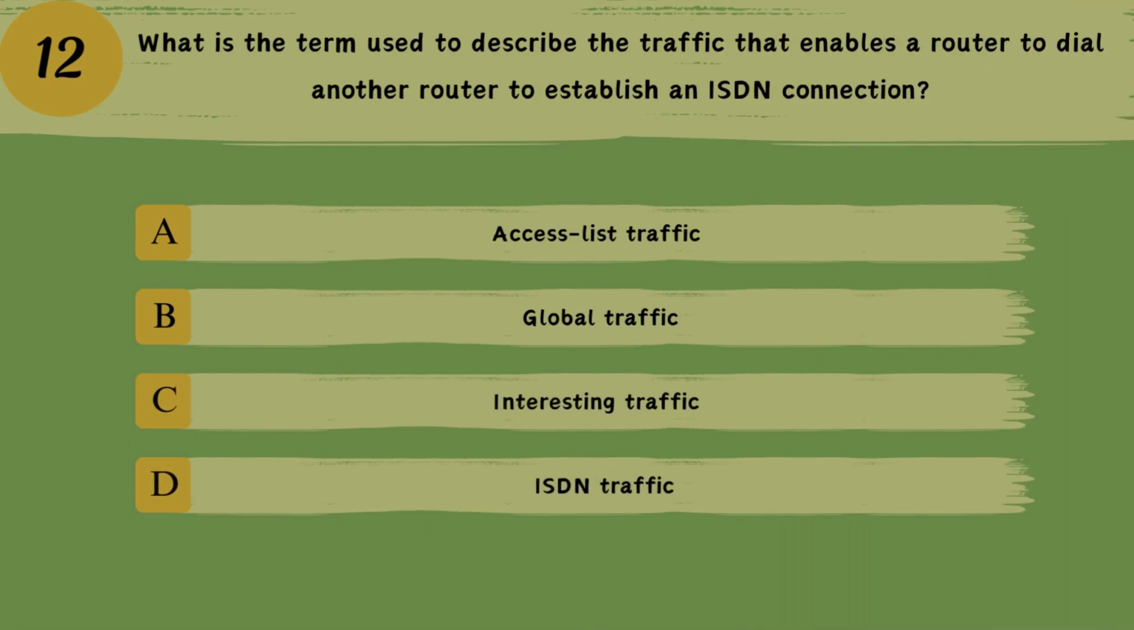Question 12. What is the term used to describe the traffic that enables a router to dial another router to establish an ISDN connection? A. Access list traffic. B. Global traffic. C. Interesting traffic. D. ISDN traffic. Correct answer: C. Interesting traffic.